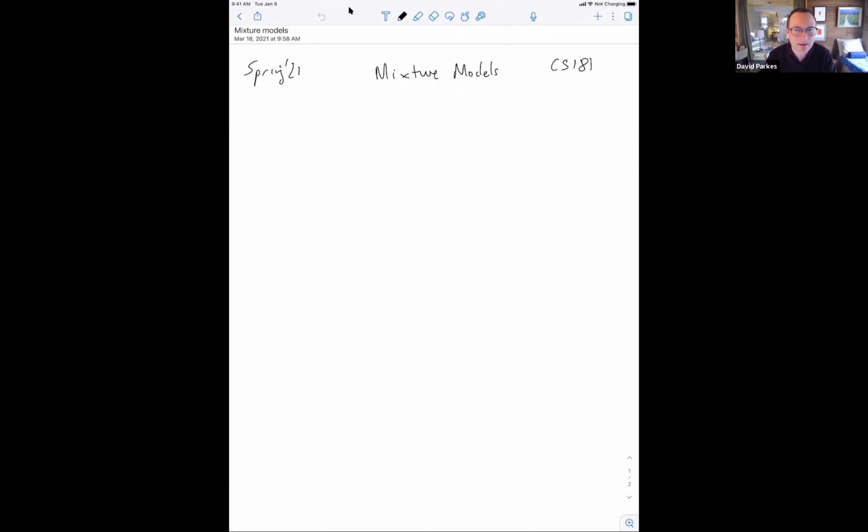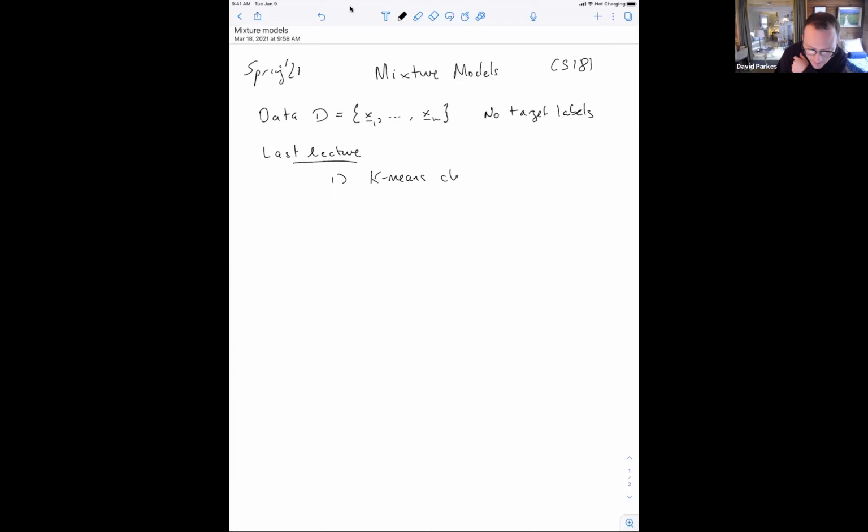So great. Thank you, Finale. I'm going to get into now describing mixture models in a little bit more detail. So just as a reminder, our data is one through N, and we have no target labels for today. And as I said, last lecture, we talked about k-means clustering, and we talked about hierarchical agglomerative clustering. These are nice, these are simple, I think we can understand what they are, but arguably a bit ad hoc.